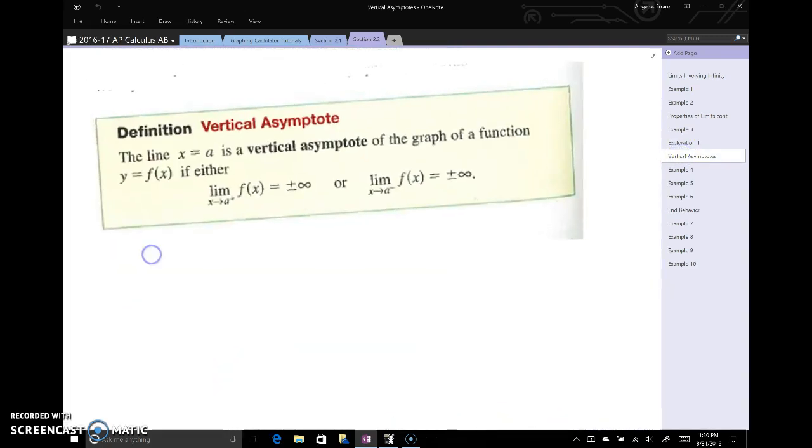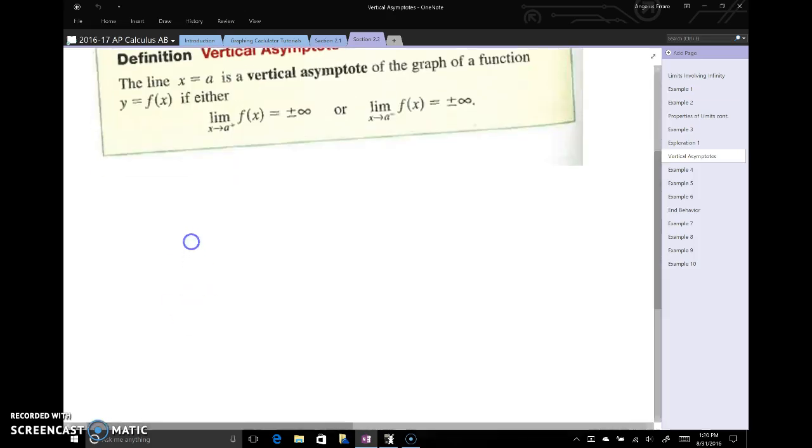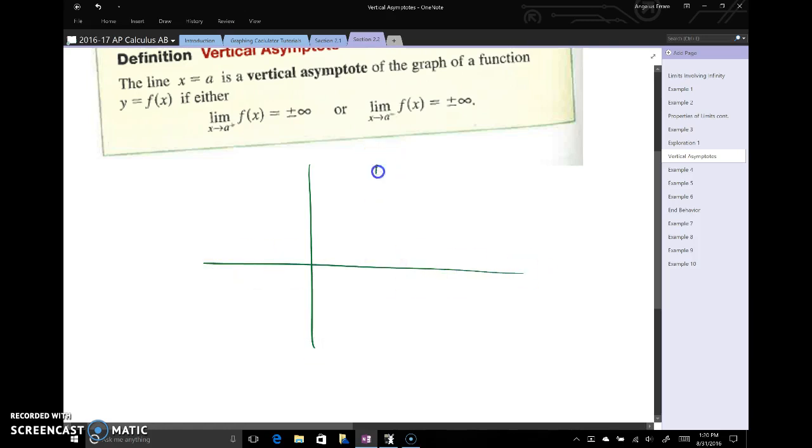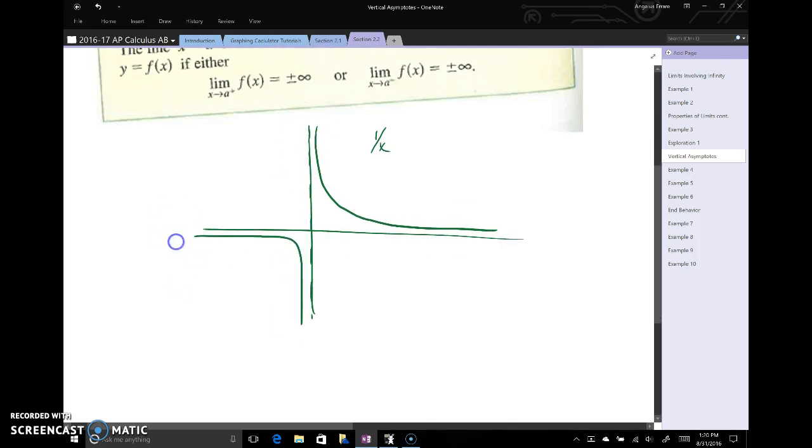Vertical asymptotes, we were talking about that before. Now, remember we were talking about how the function 1 over x looks like this, and it has a vertical asymptote here at 0, and we would say the limit as x approaches 0 from the left of 1 over x is equal to negative infinity, and going this way, the limit as x approaches 0 from the right of 1 over x is equal to infinity.